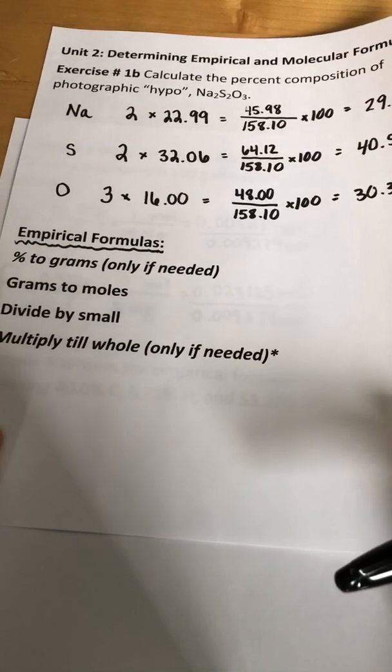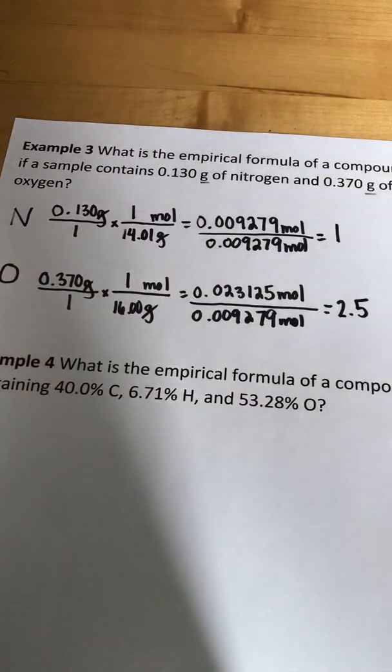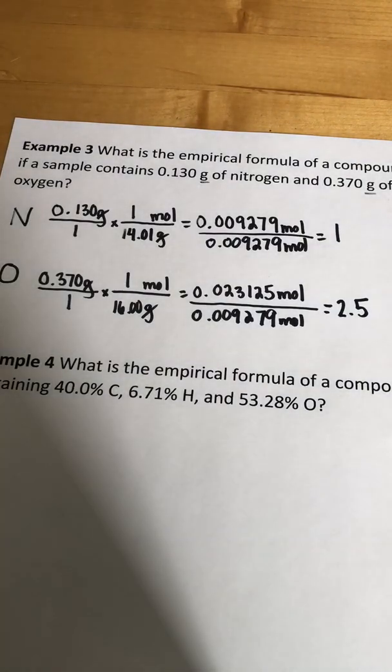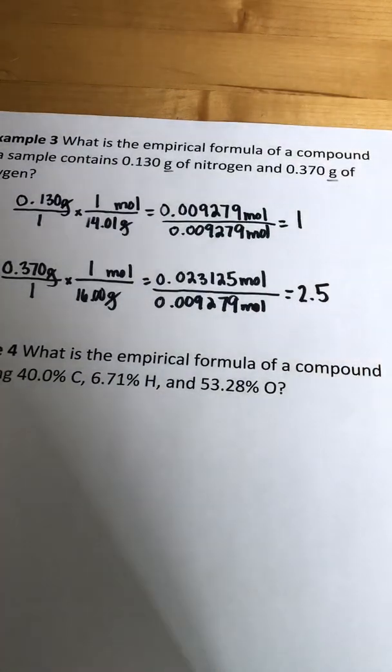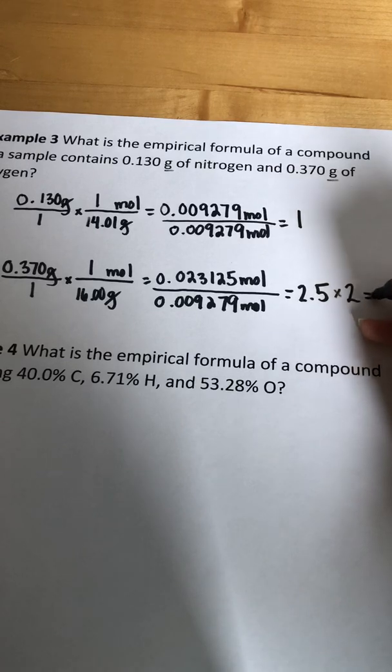All right, my next step says multiply till whole. So what that means is if one of these is not a whole number, which is the case here, then you have to find a number to multiply it by, the lowest number you can, in order to get it to a whole number. So this is an instance where I will have to multiply to a whole. I'm going to look at 2.5. What's the lowest number I can multiply 2.5 by in order to give me a whole number? Think about it, it should be 2, right? 2.5 times 2 gives me 5.